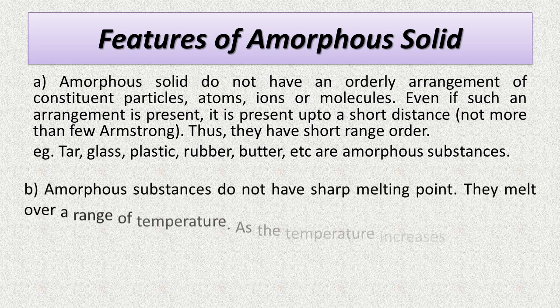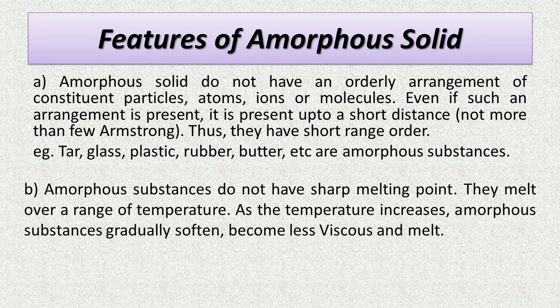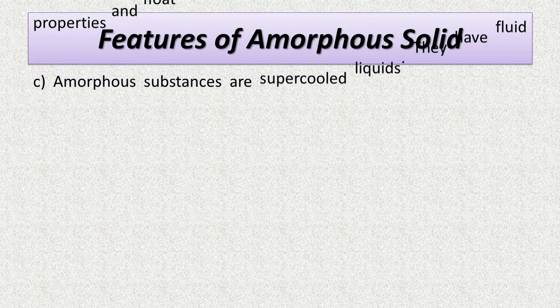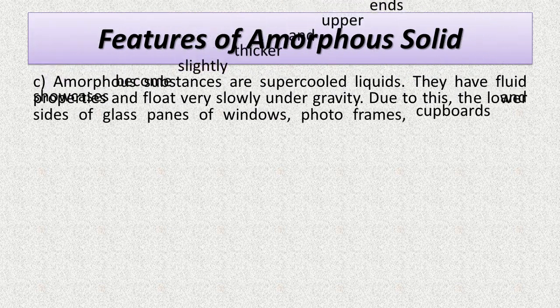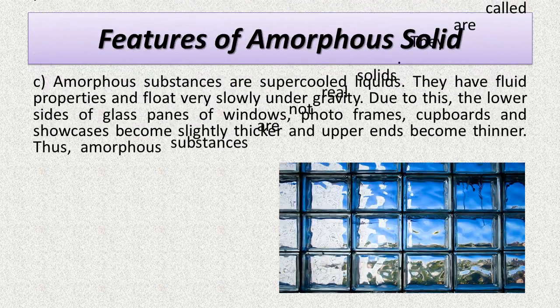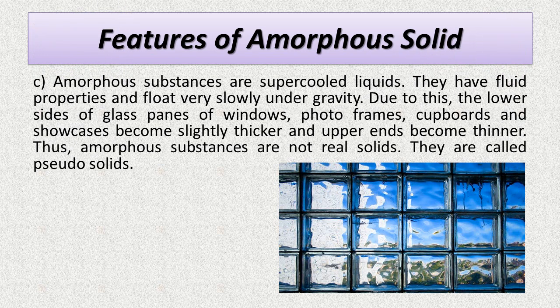Secondly, amorphous substances do not have sharp melting point. They melt over a range of temperature. As the temperature increases, amorphous substances gradually soften and become less viscous and melt. Next, amorphous substances are supercooled liquids. They have fluid properties and flow very slowly under gravity. Due to this, lower sides of the glass pane of window, photo frames, cupboards, and showcase become slightly thicker and upper ends become thinner. Thus, amorphous substances are not real solid, they are also called pseudo-solid.